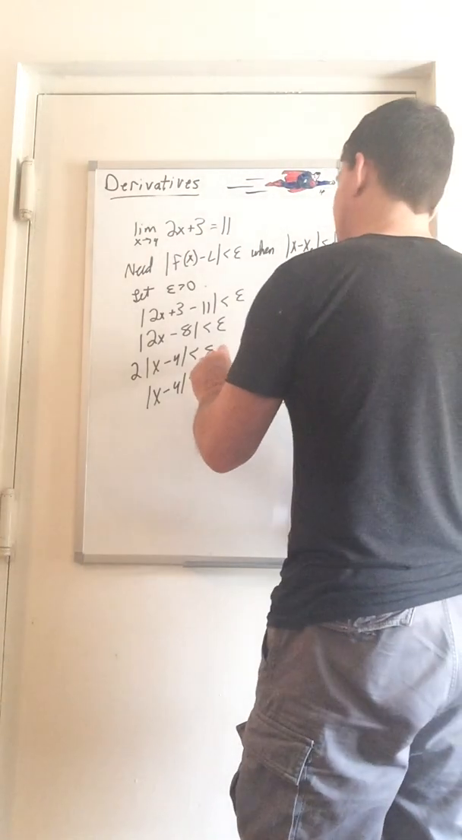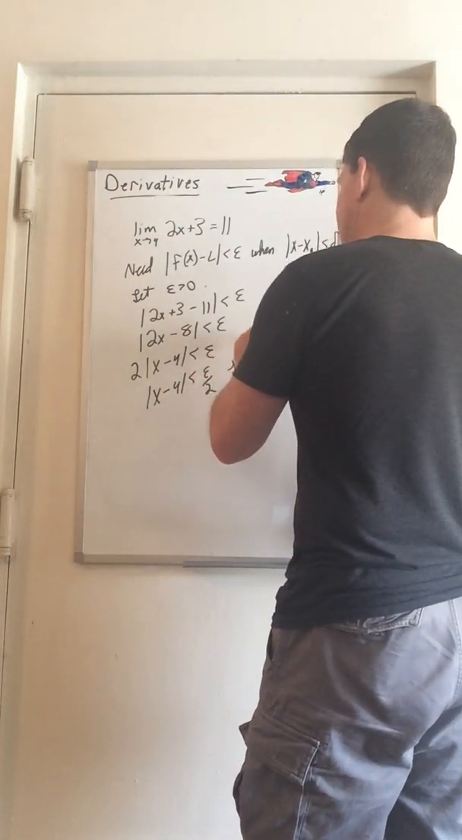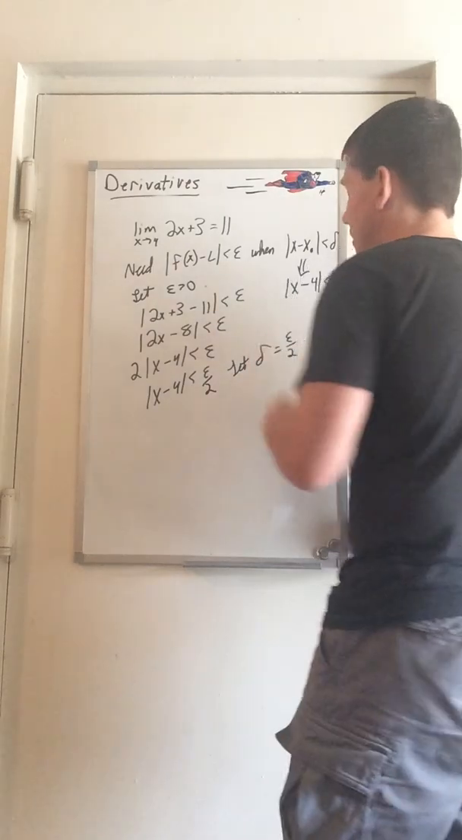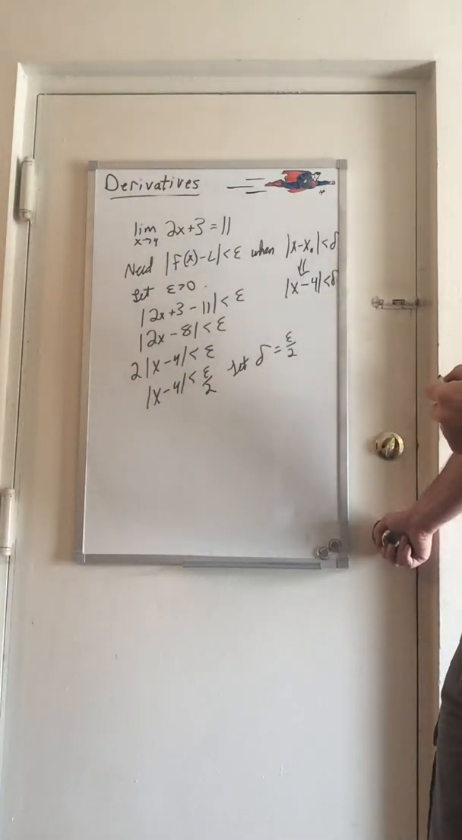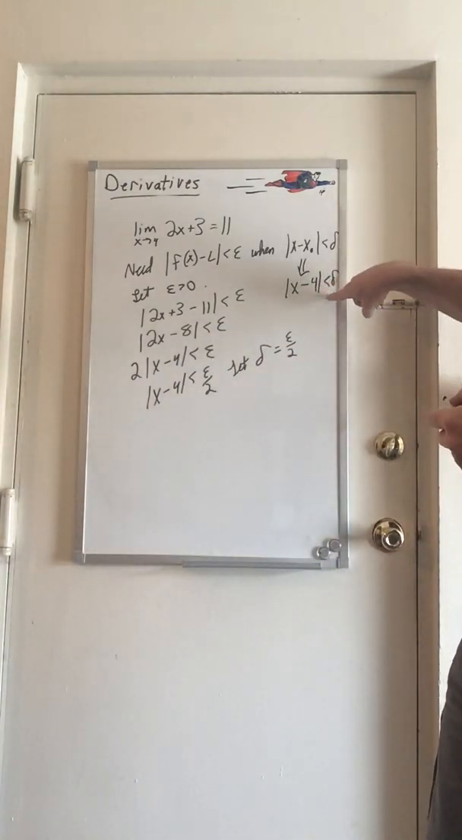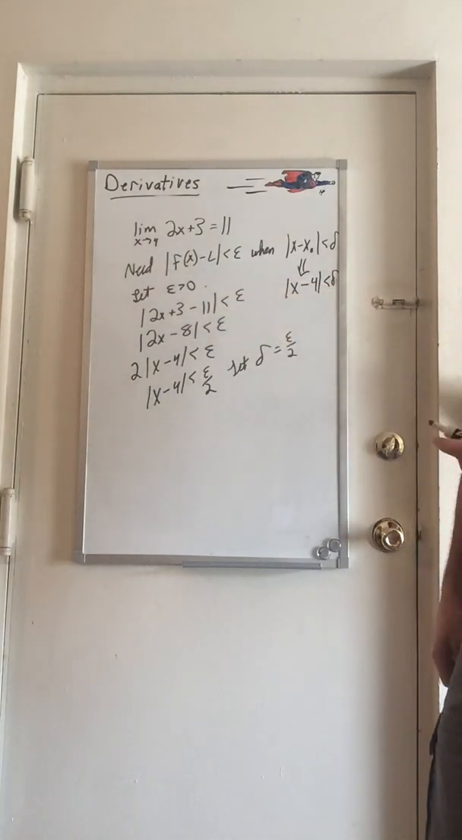Now I say, let delta equal epsilon over 2. Because now, if this is true, I'm good to go.